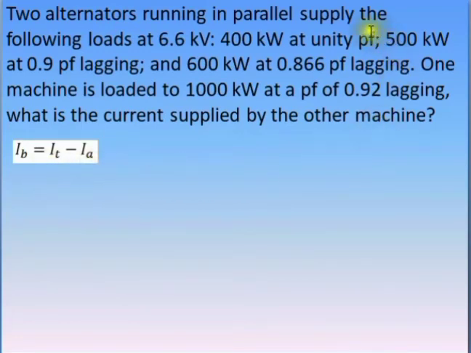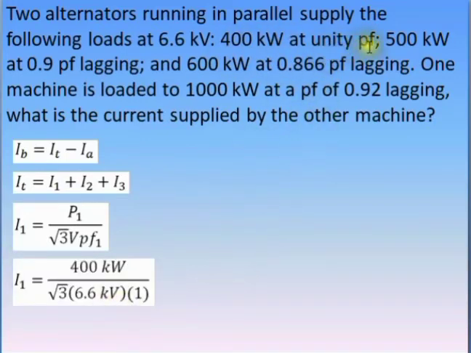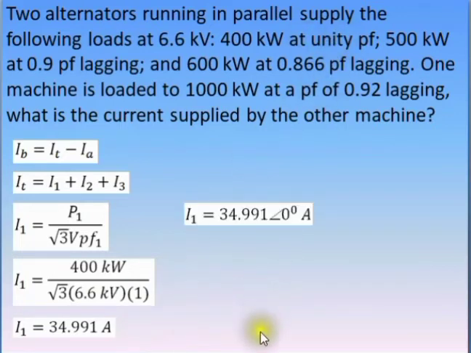Pero yung load natin, meron tayong tatlo. So similar problem ito dun sa problem number 3. Kunin po muna natin yung total current using this equation. Mag-umpisa tayo dun sa I1. Substitute lang po natin yung 400 kilowatts at saka yung power factor na unity which is equivalent to 1 and yung voltage which is 6.6 kilovolts. Kaya meron tayong 400 kilowatts divided by square root of 3 divided by 6.6 and 1. That is 34.991 amperes. At ang angle po nito ay 0 degrees kasi meron tayong unity power factor doon.